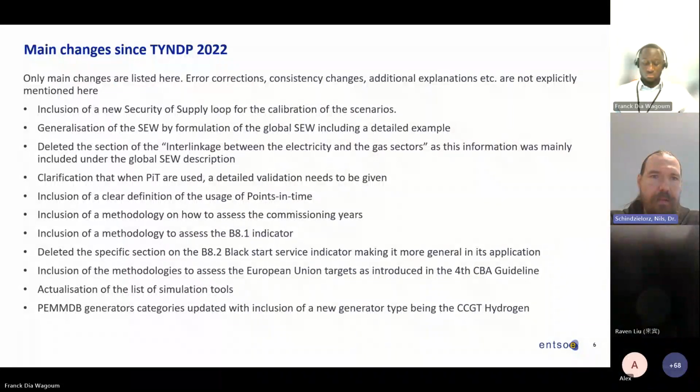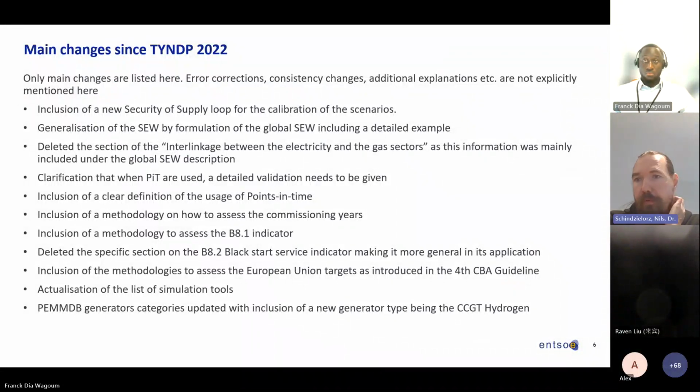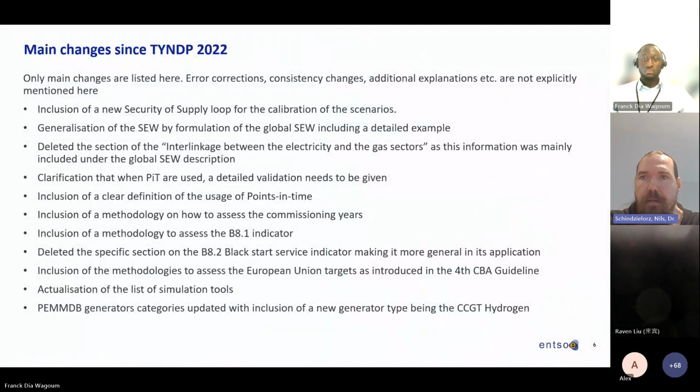Again, I would like to draw attention to the fact that any error corrections and consistency changes and additional text that we've included, and also maybe some rearrangement of the sections, are not mentioned here in this presentation explicitly. If you have questions, then please raise your hand using the tool here or just leave a comment in the chat. And we can unmute you or try to answer the question directly in the chat. If not, then I would like to go on with the next slide.